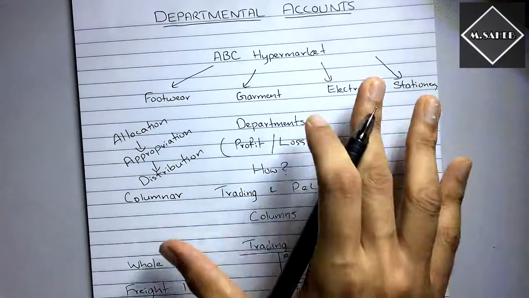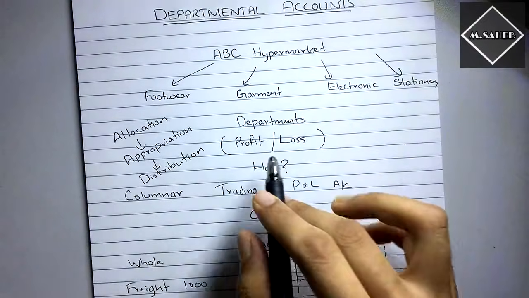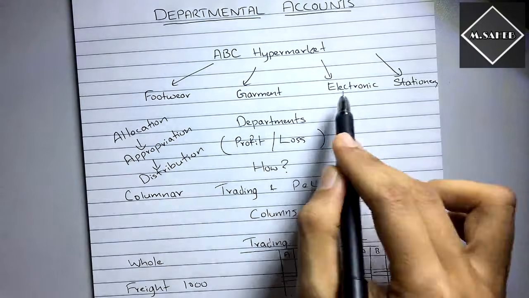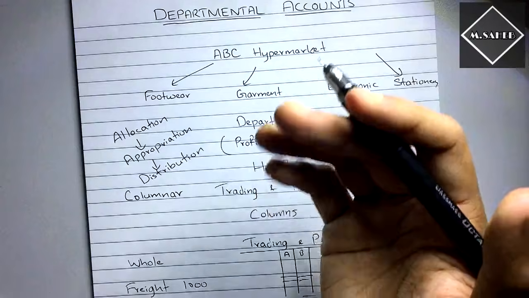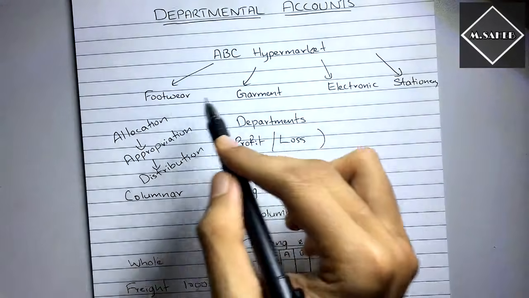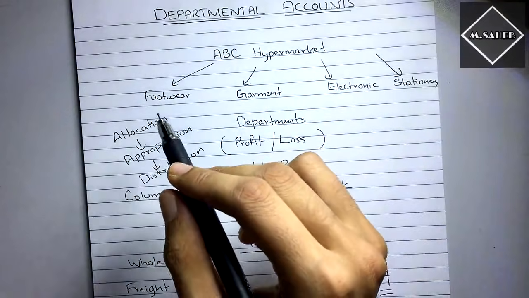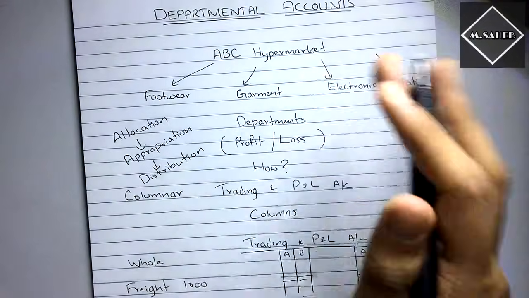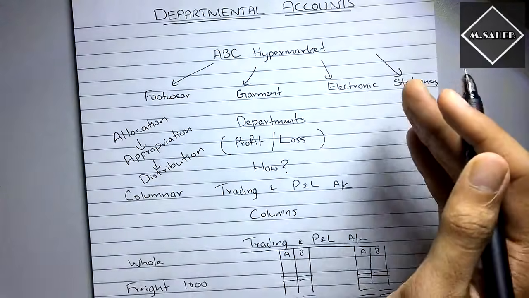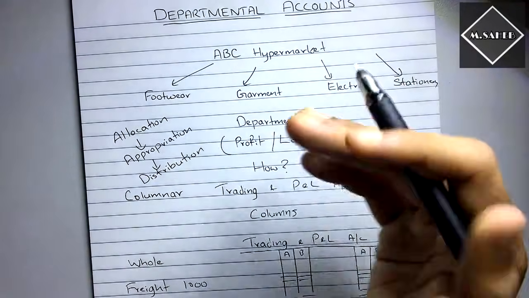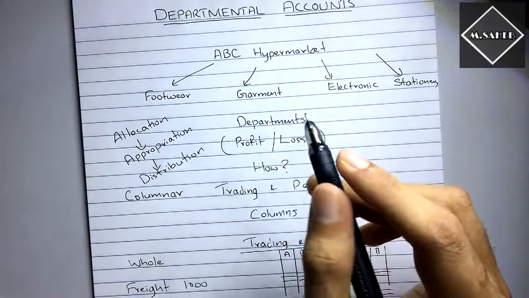Now I told you the objective of preparing this. The objective of doing this is to find out the profit or loss made by each of these departments. Now the management wants to know what is the position of these departments. Are they making profit or are they making losses? If they are making losses, then they can drop the departments, or if some departments are making profit, then they can expand them. So all these are the basic logic behind the departmental accounts.